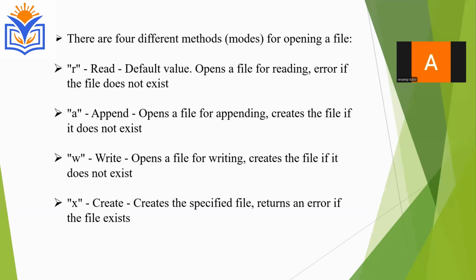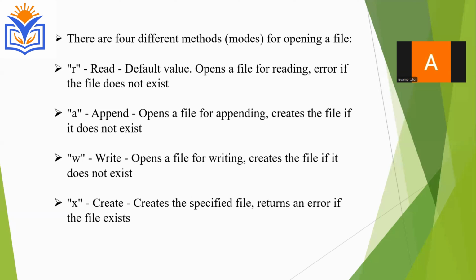Then there are four different methods or modes for opening the file. The first one is R, that is read, the default value. It opens a file for reading. Error if the file does not exist. In order to read that particular file, we have to open our file in read mode. And if that particular file does not exist, it will pop up an error.